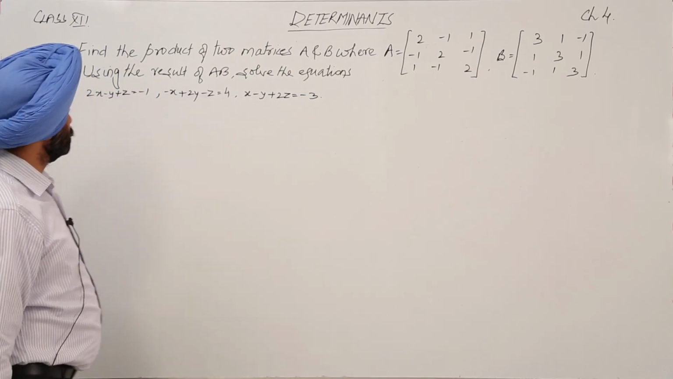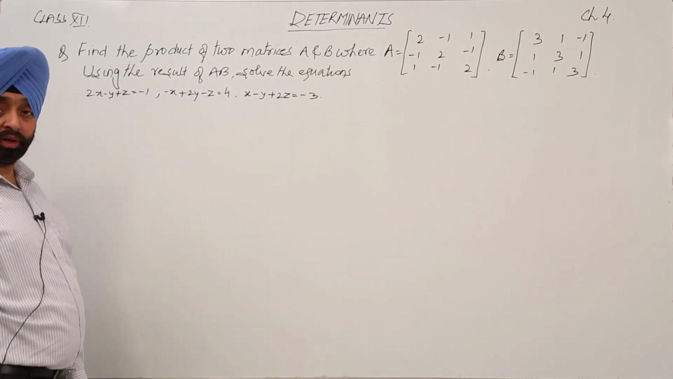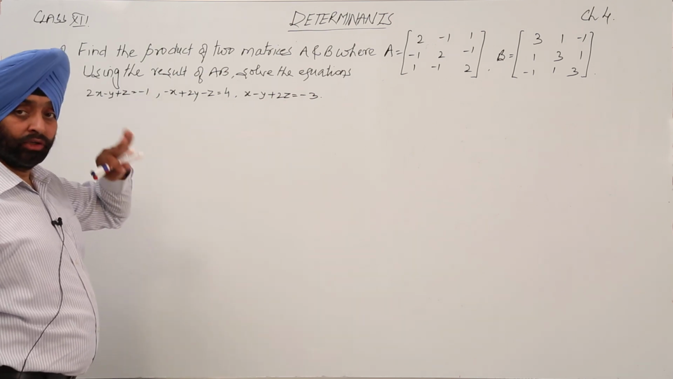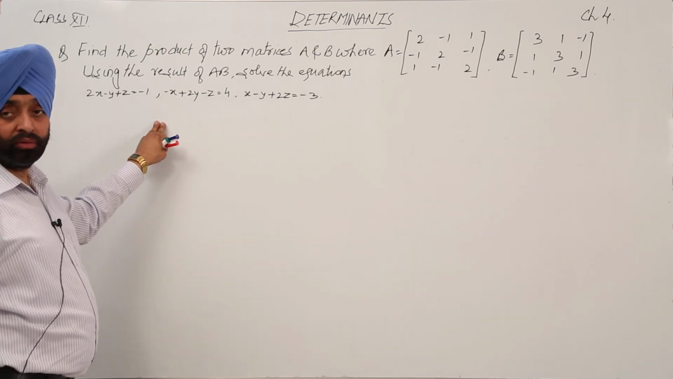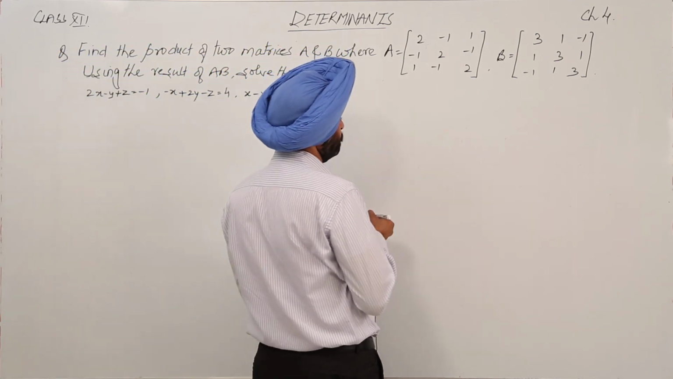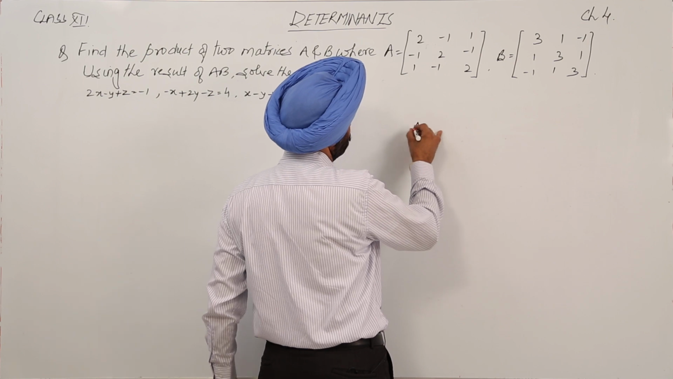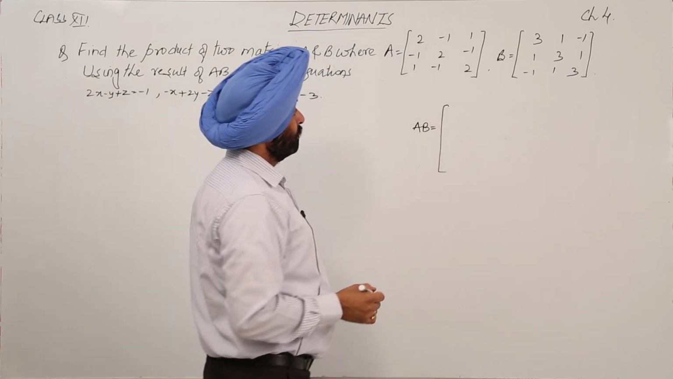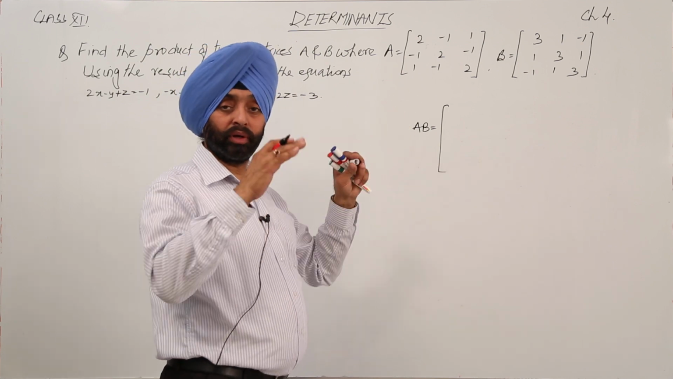Now we are having a question based on the product of the two matrices. We have to find the product AB, and using the result we have to solve these equations. Okay, so let's first find the product AB. Now AB is equal to, multiplying row with column.